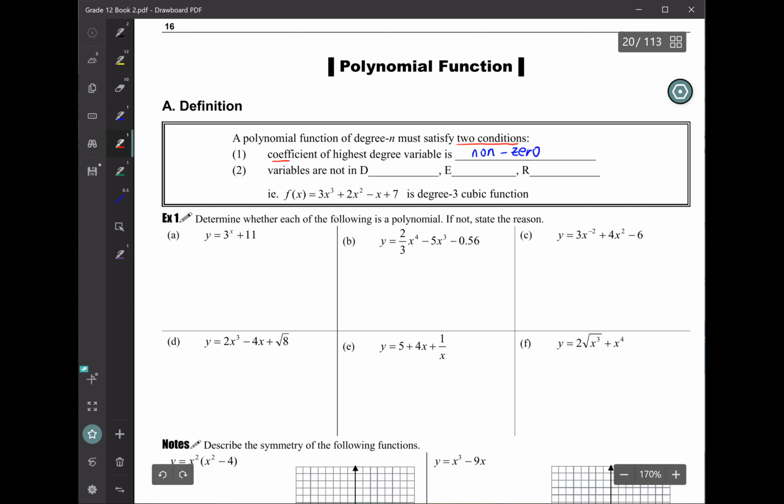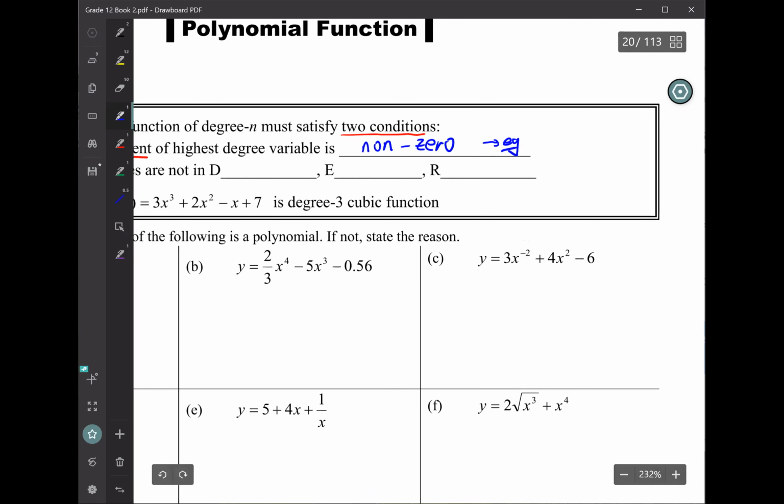Okay, so what that means is, for example, if I have a degree 3, right? So for example, if I want to have a degree 3 polynomial, you can have y equals 5x cubed minus 2x plus 8, right? So you have a highest degree term, which is this one, and its coefficient is 5, right? So you cannot have a 0 as the coefficient for x cubed, okay?